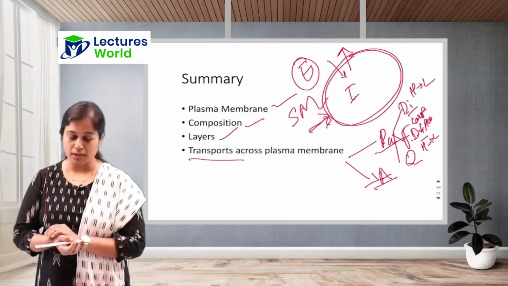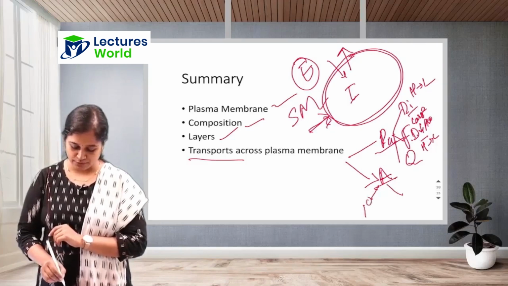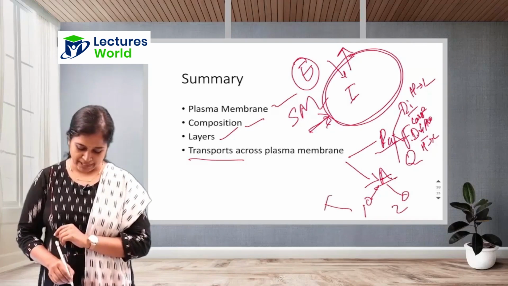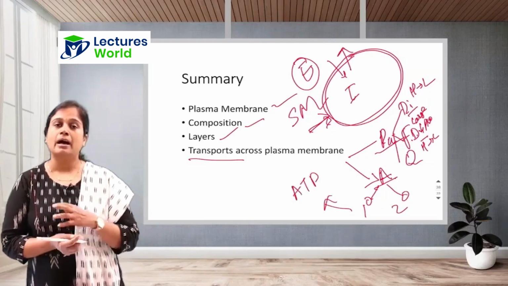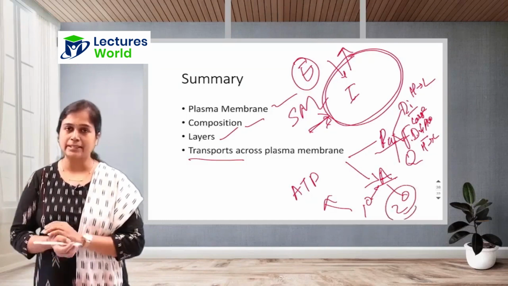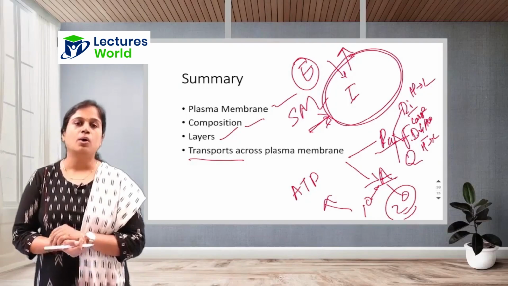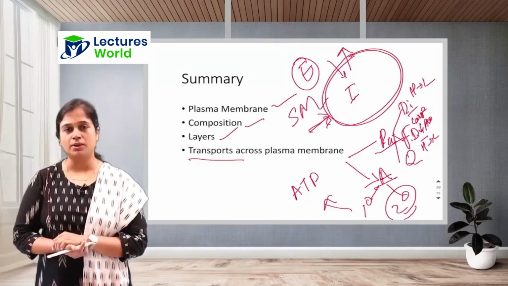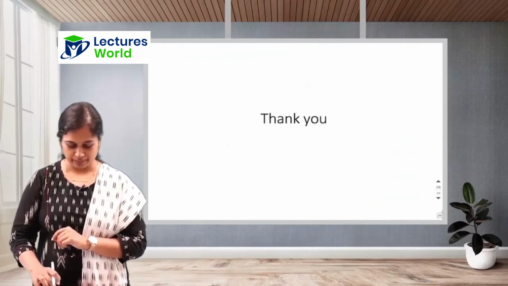And then we saw active transport. Active transport is divided into two, primary active transport and secondary active transport. Primary active transport uses ATP while transporting from lower concentration to higher concentration, whereas secondary active transport uses the electrochemical gradient from lower concentration to higher concentration. So this was all about the cell membrane and the functions of the cell membrane. Thank you.